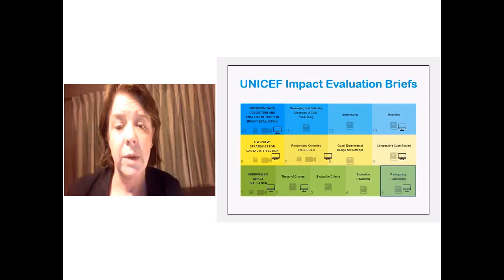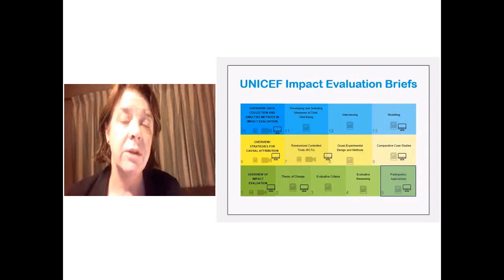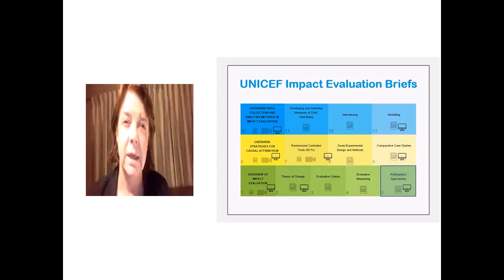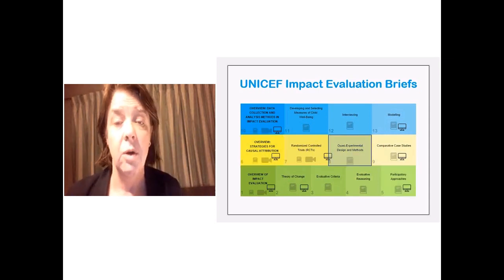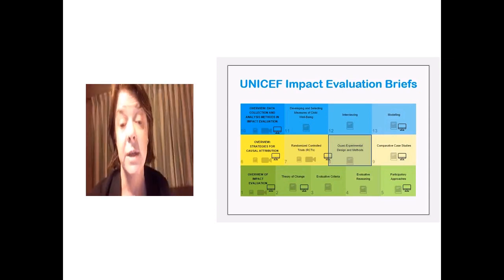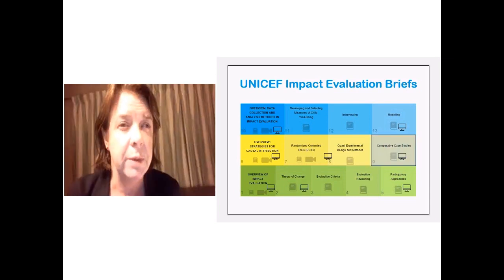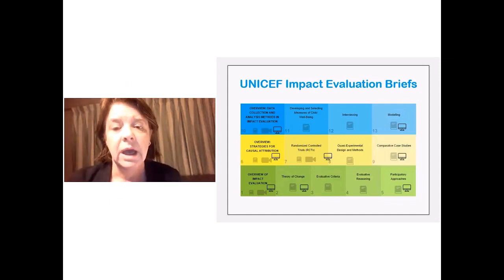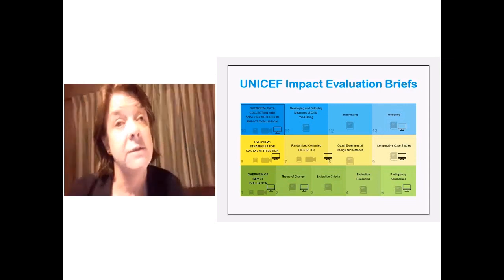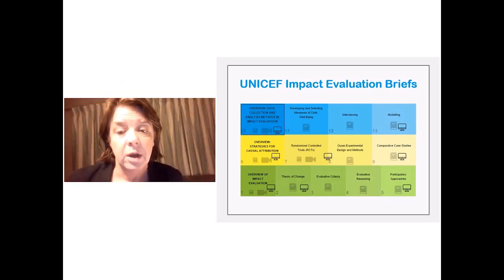In the middle, we have ways of dealing with causal inference. How do we know that it was the project or program that helped to bring about these results that we're interested in? So we have an overview one. We have a brief on randomised control trials that have a control group. We have one on quasi-experimental approaches that use different types of comparison groups. And we have one on a particular type of non-experimental way of doing causal inference, which is through comparative case studies.